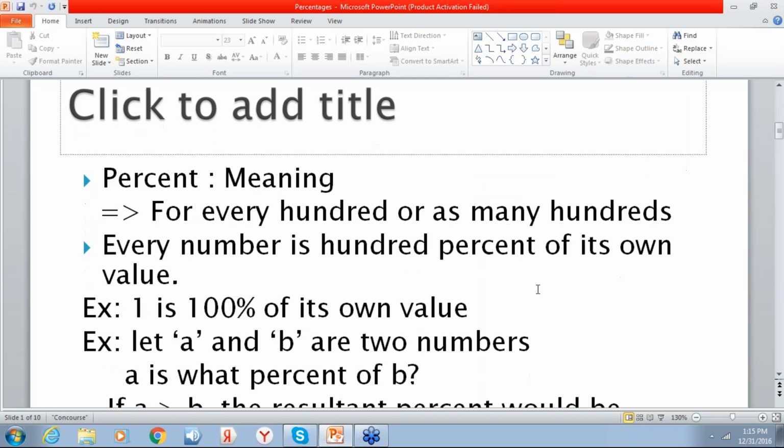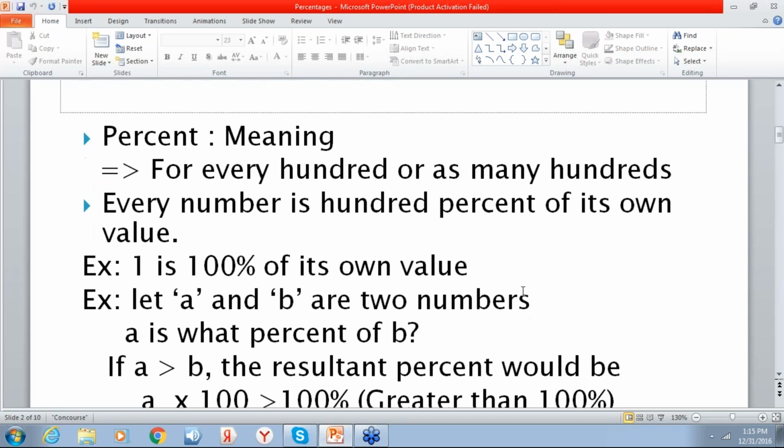Okay, then what is the meaning of percentage? The meaning of percent is per hundred, or as many hundreds. Every number is 100% of its own value. For example, 1 is 100% of its own value, or 2 is also 100% of its own value. So in this case we should always assume a given number as 100. When we have to compare two numbers, we should assume one number as 100%.